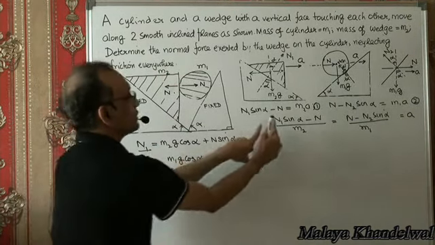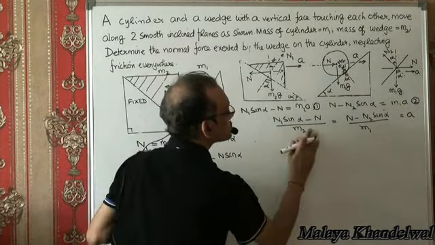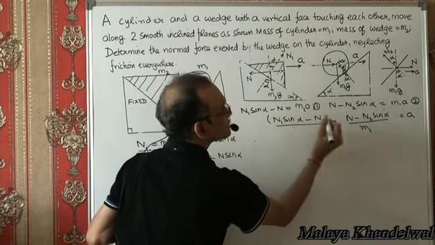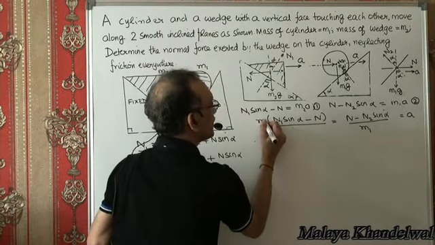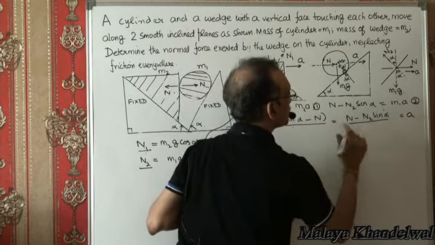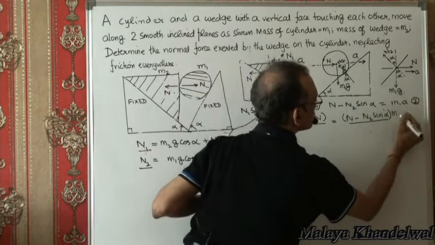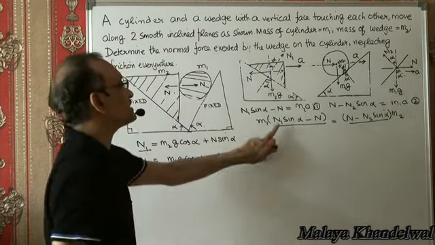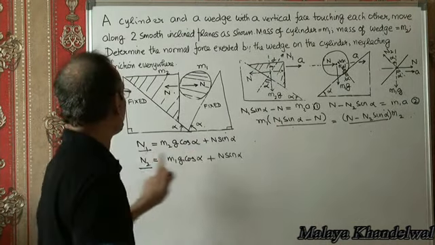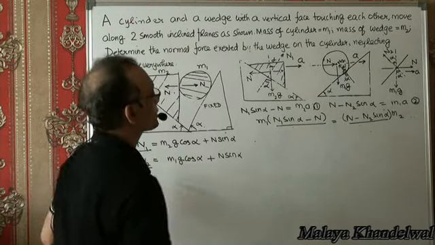Now n1 I plug into this, and of course, what I do is I multiply this by m1, cross multiplying, and this by m2. This is what I'll do. Right? And then I substitute the values of n1 and n2 from these two equations, right?